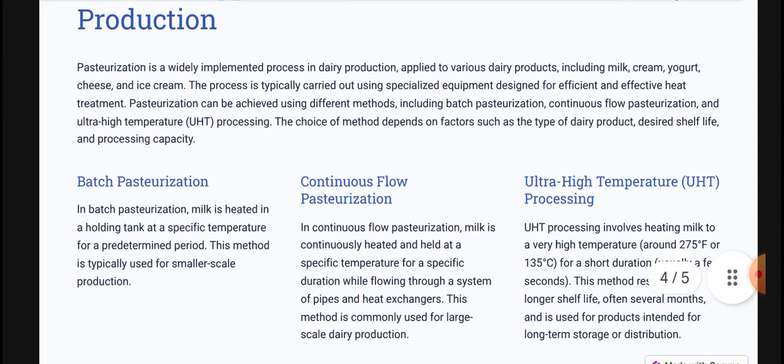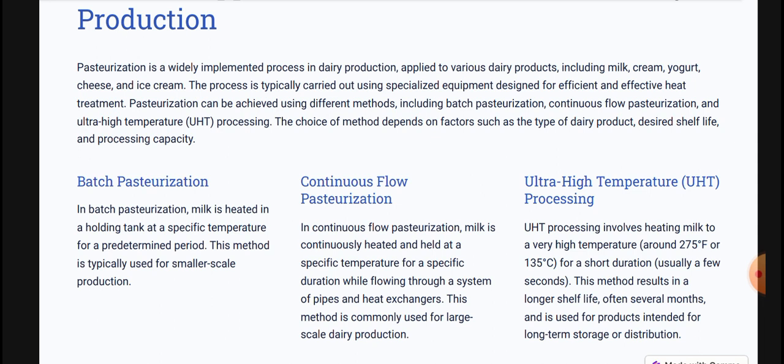What is batch pasteurization? In batch pasteurization, milk is heated in a holding tank at a specific temperature for a predetermined period. So this is only for smaller scale production. A limited quantity of milk is preserved by the batch pasteurization process.